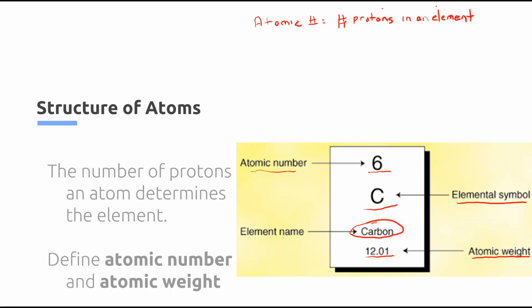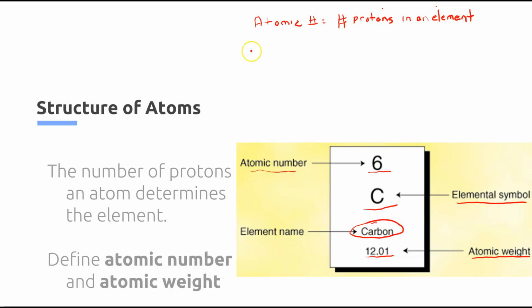Now, one thing you need to remember is the number of protons that an atom has determines which element it is. So I'll repeat that for you. The number of protons that an atom has determines the type of element that it is. So carbon always has 6 protons. If an atom has 6 protons, it has to be carbon.